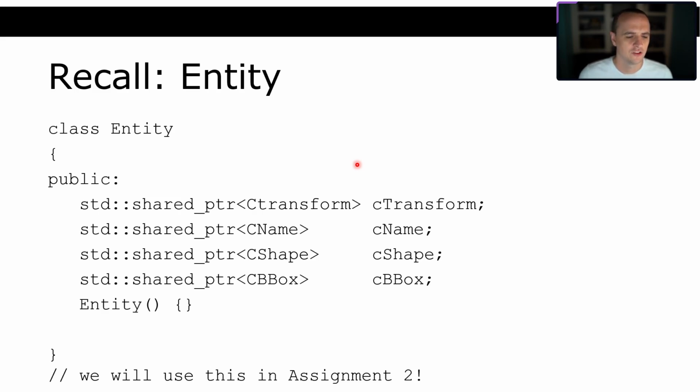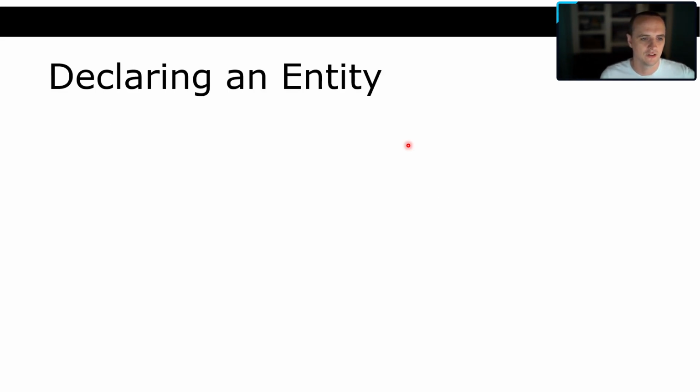All right. So if this is what an entity looks like from the inside, how are we actually going to use an entity in our code? What does it look like to actually instantiate and use an entity? Well, here's what that looks like.